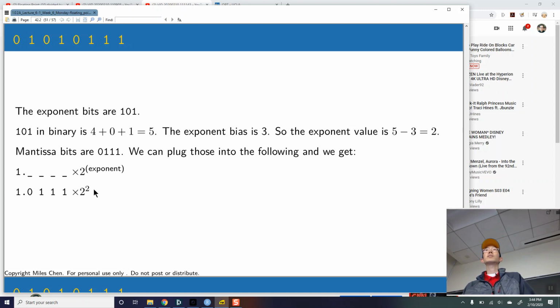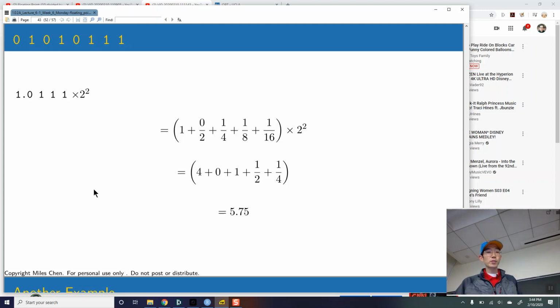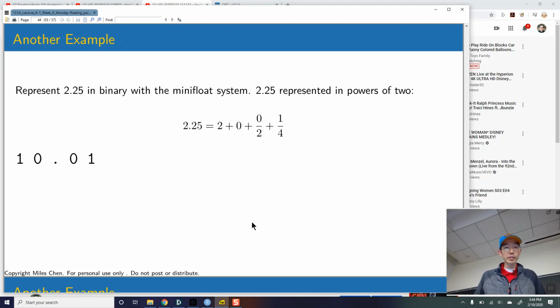All right, is this okay? All right, and so here, if I do this, and you could have done this anyway, so 1.0111 is going to be 1 plus 0 halves, 1 quarter, 1/8, 1/16 times 2 to the 2, or times 4. So if I just distribute the 4, I get 4 plus 0 plus 1 plus 1/2 plus 1/4, and this adds up to 5.75. Is that okay?